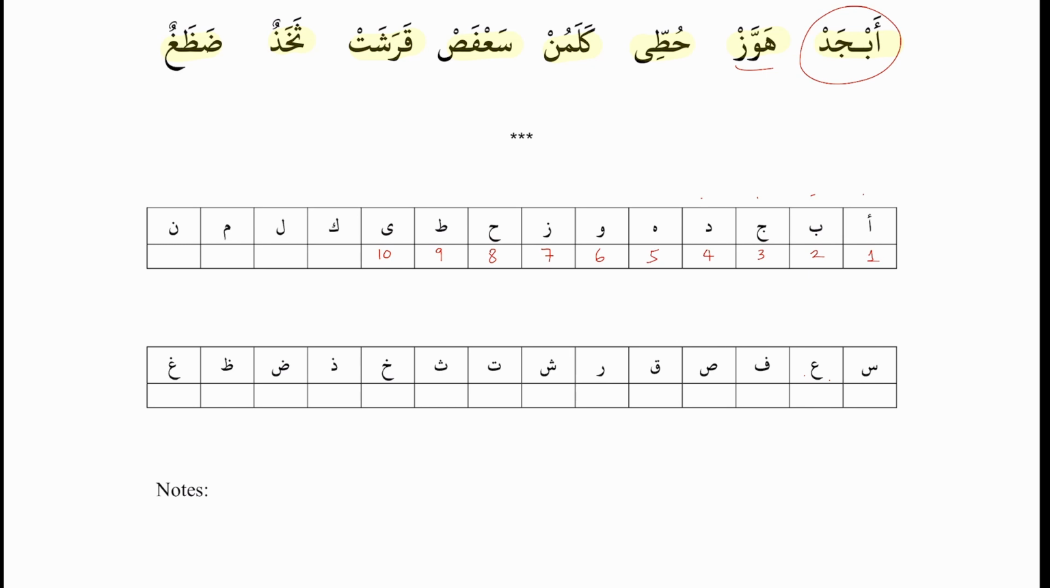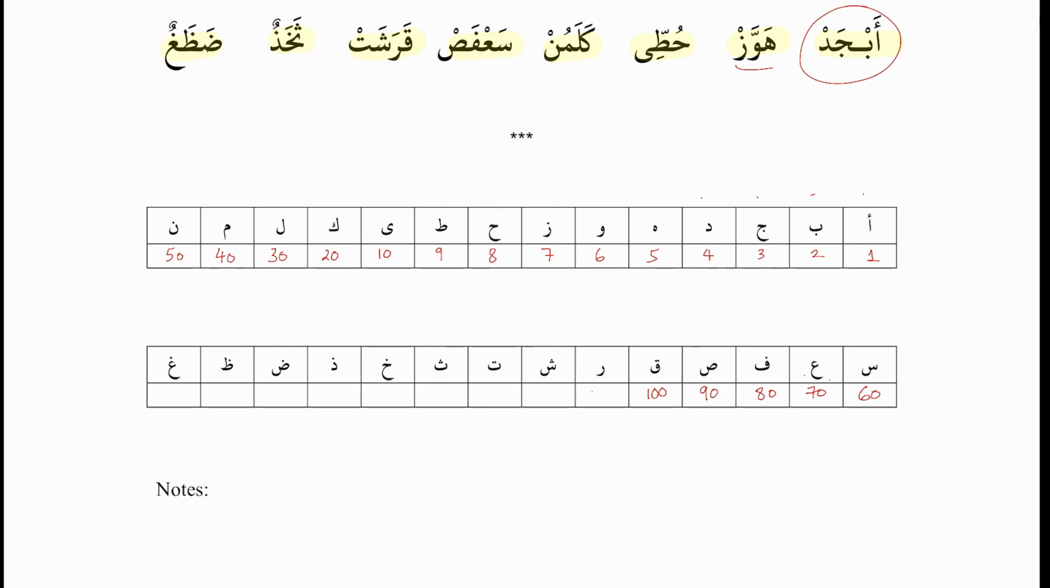So for example, here you have Kaf, which would be 20. Lam, 30. Mim, 40. Noon, 50. Sin, 60. Ain, 70. Fa, 80. Sad, 90. Qaf, 100. And now again, we've finished the tens, so we're going to go up in hundreds now. So we're not going to go to 110. No, we're going to go to 200.